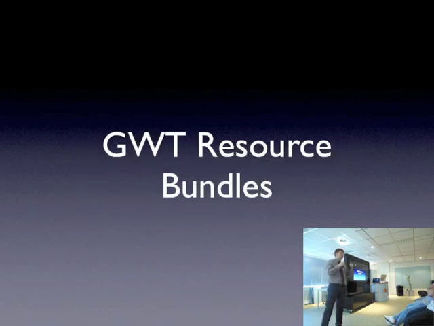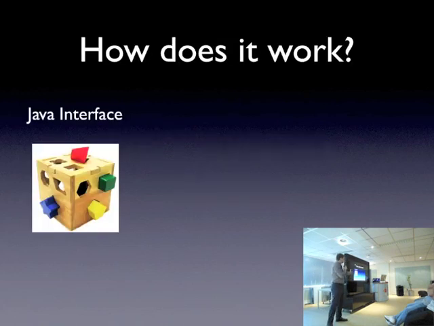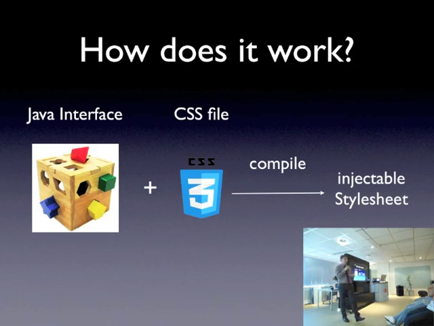And we do use GWT resource bundles. GWT resource bundles are a way of including resources into your app to let the compiler know about every resource in your app. If you want to do styling, you have to know about resource bundles, because we use them because they're really good at optimizing. So if you want to do styling, you do two things. You build a Java interface of your classes. If you have a CSS class like enabled, you're going to have an interface with the class name enabled. You put those together and the compiler compiles them down into an injectable style sheet.